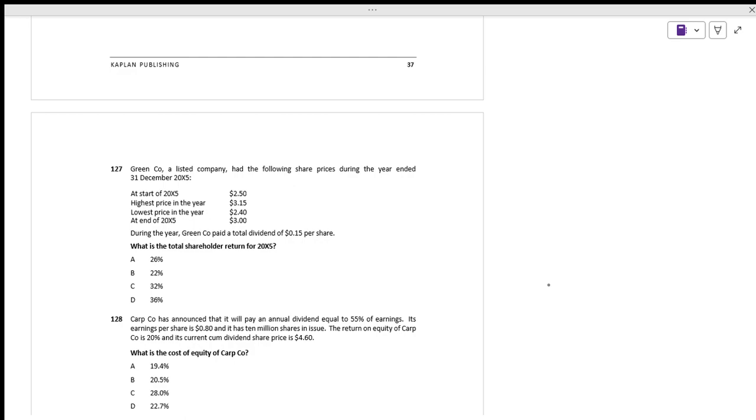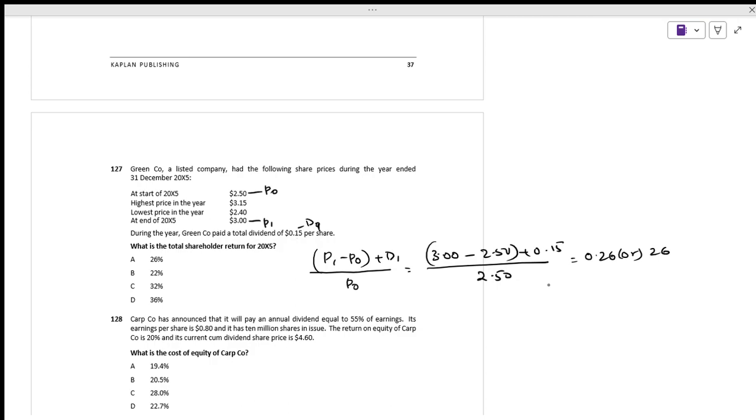Green company, a listed company, has the following share prices during the period. At the start of the period, 2.5, highest 3.5, lowest 2.5. See, this is P0, this is P1. They have paid a dividend of how much? They have paid dividends of D0, is it right? Now, total shareholder return is P1 minus P0 plus D1, divided by P0. How much is there? 3.0 minus 2.5 plus dividend of 0.15, divided by 2.5. It comes to 0.26 or 26%.